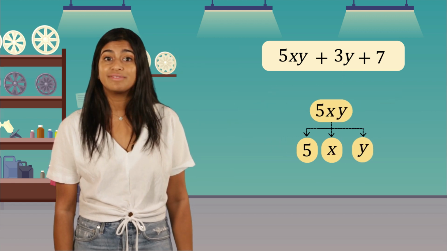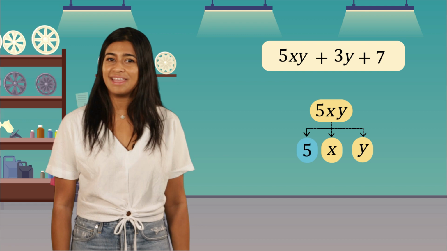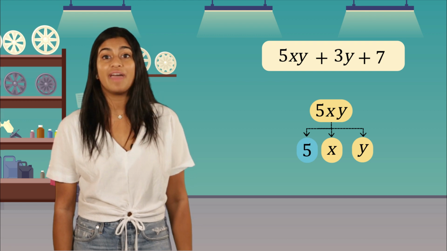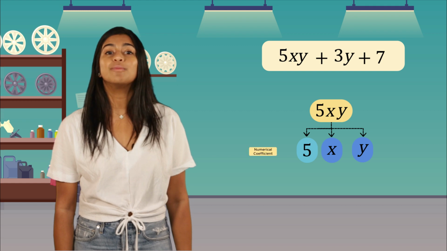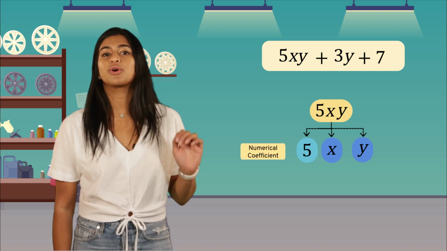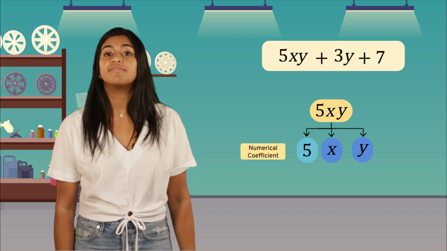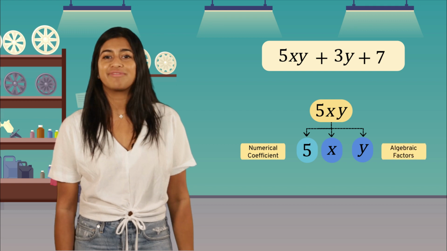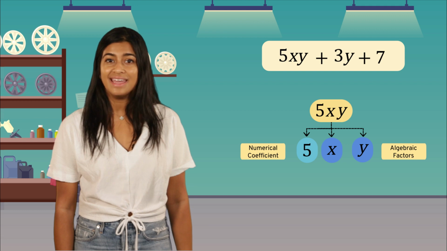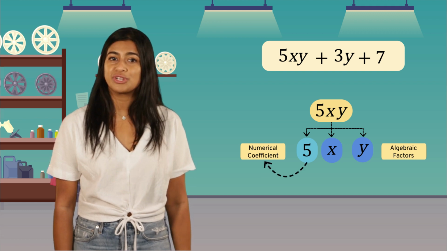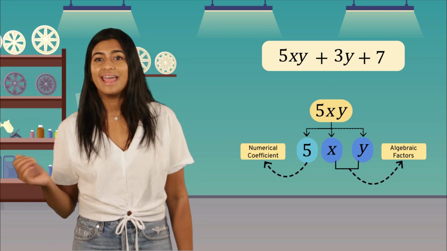We can see that one of these factors may be a number like 5, and the others could be variables like x and y. The number is called the numerical coefficient or just coefficient of the term, while the variables are called the algebraic factors. Hence, we can say that in 5xy, 5 is the coefficient of the term and x and y are the algebraic factors.